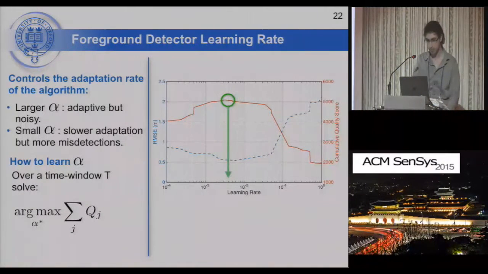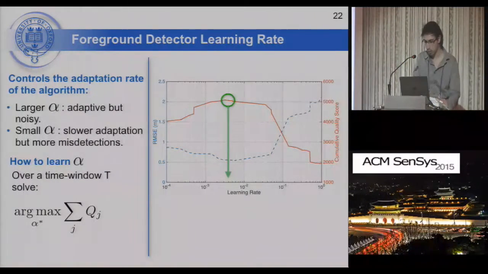Okay, so as I said, the learning rate controls the adaptability of the algorithm. With a larger learning rate, the foreground detector is adaptive but noisy. A smaller learning rate is slower to adapt but has a lot of misdetection. So we can use the high quality tracks to learn the optimal learning rate, and the idea is that high quality tracks can be used as ground truth.